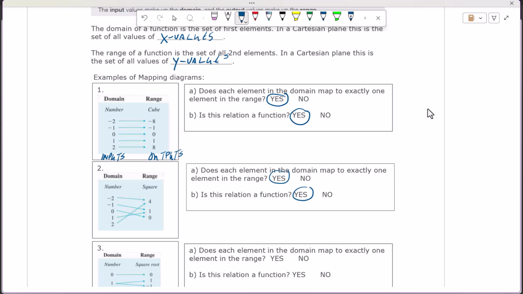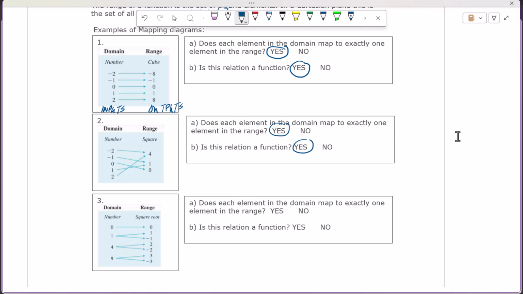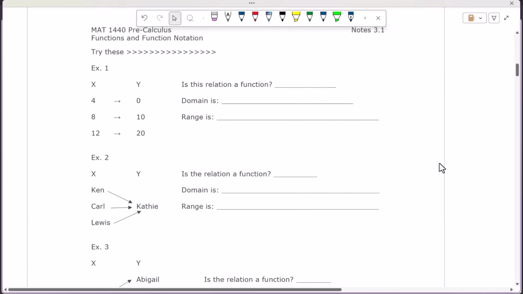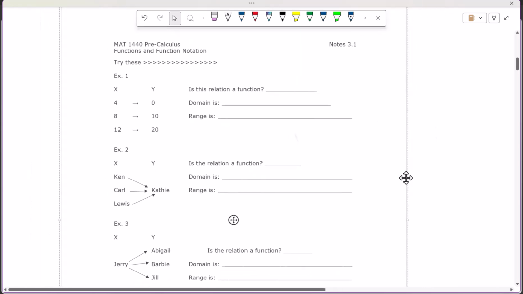Okay, now notice that you can be a function and you can have a different number of elements in the range than you do the domain. That's not what matters. Okay, look at this one. Same question. Does each element in the domain map to exactly one element in the range? Well, the 0 does, but here's the problem. The 1 maps to two different values, so that makes it a no. Notice also that the 4 maps to 2 and the 9 maps to 2, so that would not be a function.